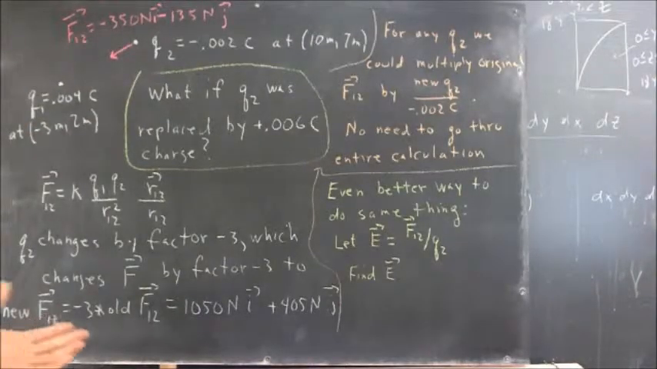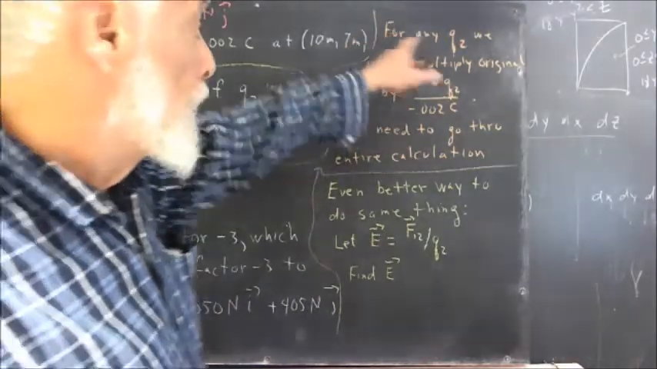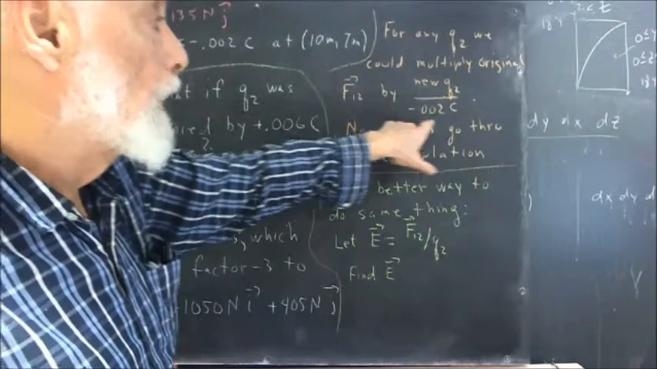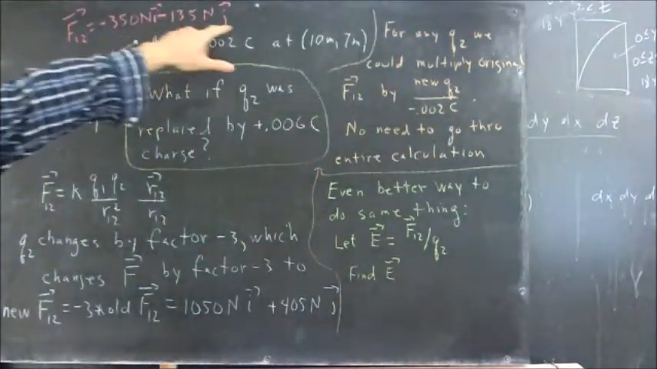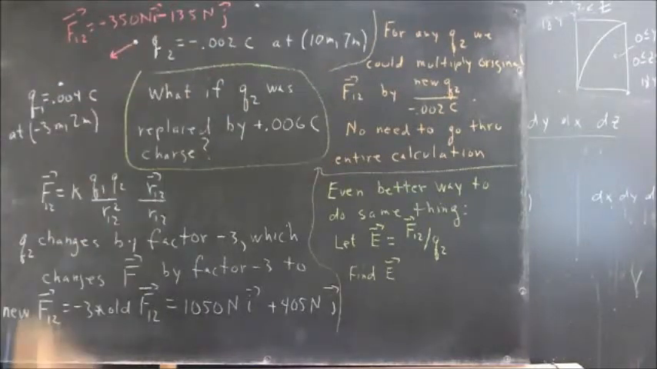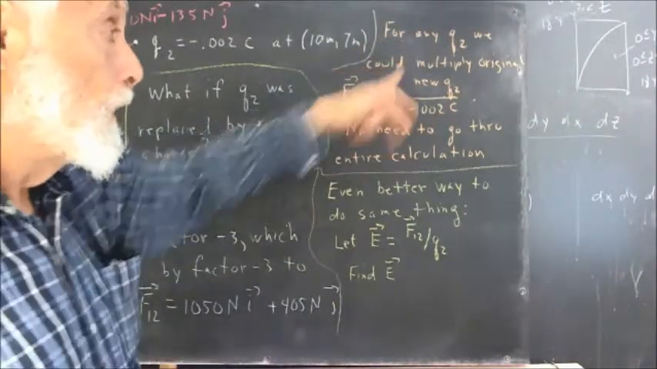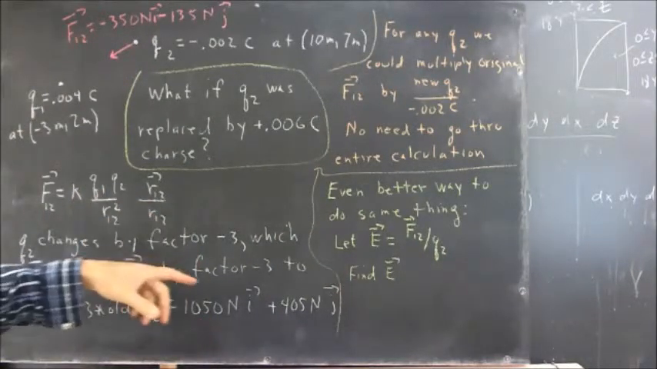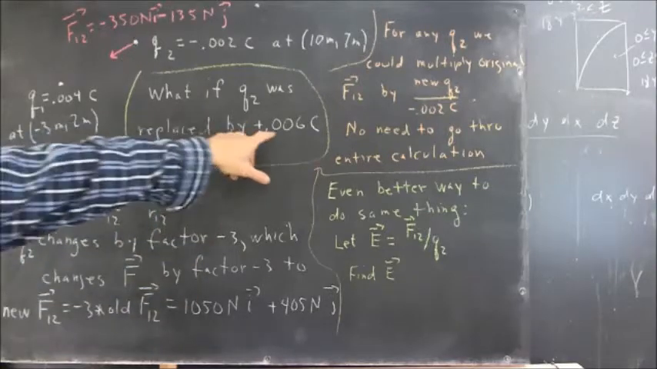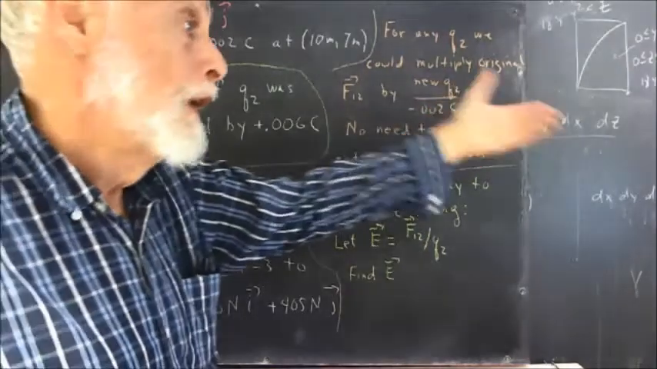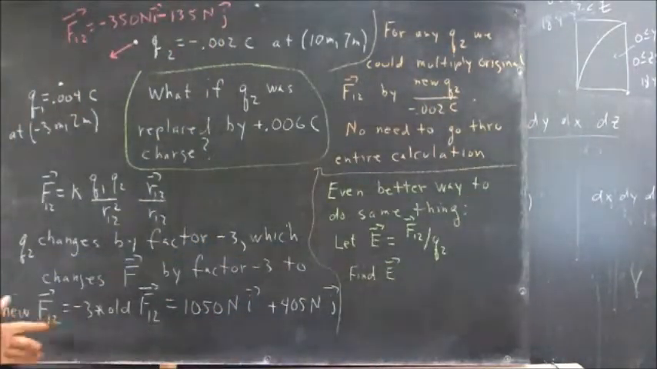Well, we could do the same thing for any Q2. For any Q2, we could multiply the original by the new Q2 over negative 0.002 coulombs. So we could multiply this negative 350 newtons times i minus 135 newtons times j by the new Q2 divided by negative 0.002 coulombs. If we take the new Q2, which is 0.006 coulombs, and divide by negative 0.002 coulombs, that's where we get the negative 3 that we multiplied by the old F12 to get the new F12.